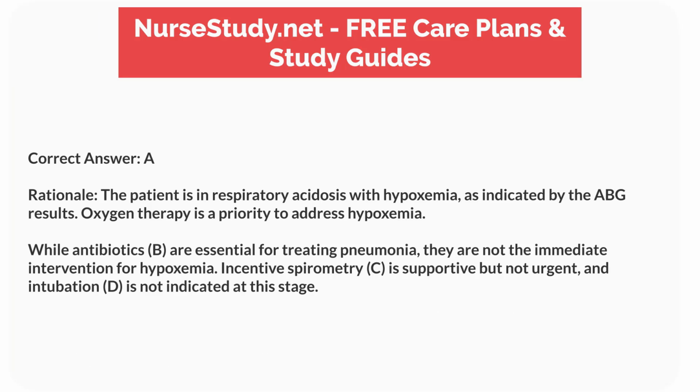Correct answer, A. Rationale: the patient is in respiratory acidosis with hypoxemia, as indicated by the ABG results. Oxygen therapy is a priority to address hypoxemia. While antibiotics, B, are essential for treating pneumonia, they are not the immediate intervention for hypoxemia. Incentive spirometry, C, is supportive but not urgent, and intubation, D, is not indicated at this stage.